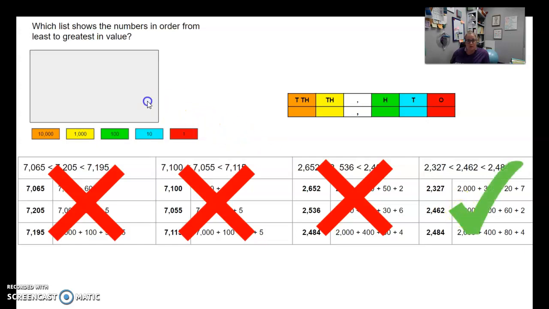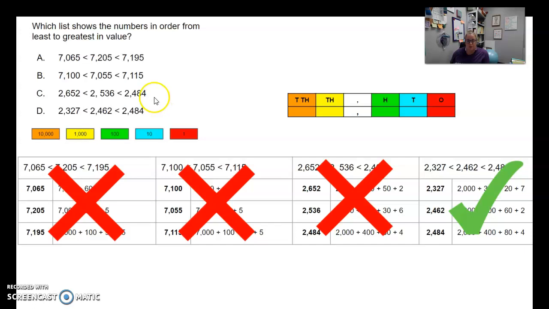So the last thing we're going to do is we are going to come back to our multiple choice questions, and we've already shown all of our work. We know that A is not the correct answer, so we're going to cross it out. We know B is not the correct answer, so we're going to cross it out. We know C is not the correct answer, so we're going to cross it out. And we know D is the correct answer, so we're going to circle it.